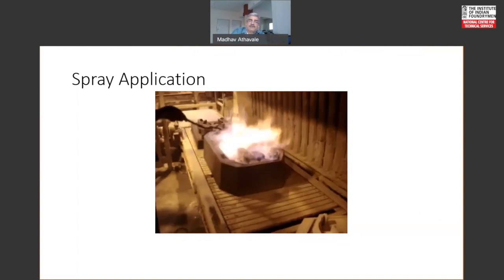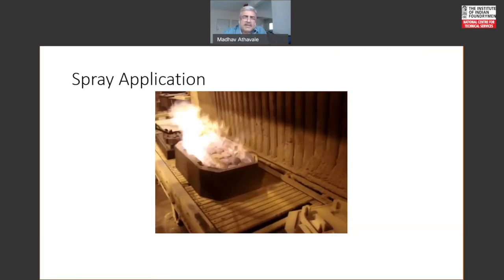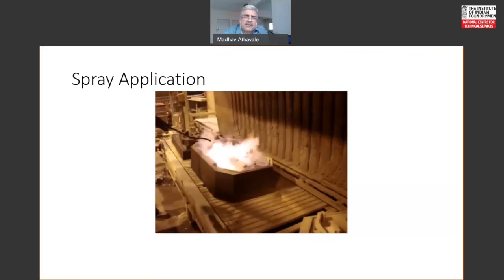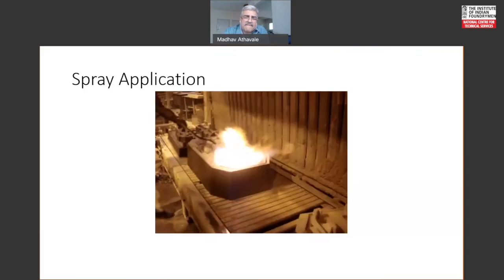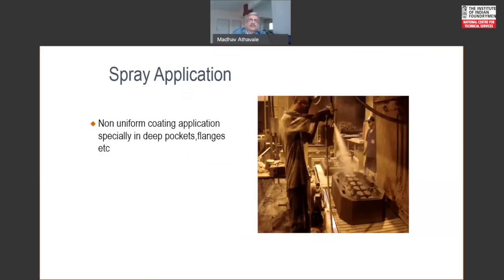And he is flaming it off, as you can see. But the important points to be noted are that a lot depends on the skill of the operator. So there is non-uniform coating application in deep pockets and flanges, etc. Say you are going to do a wall body or a pump casing, then flanges which are deep may not get coated properly.